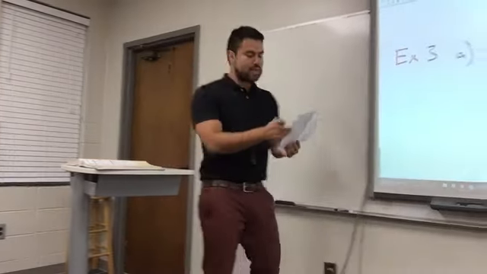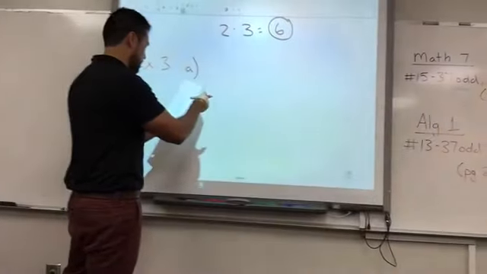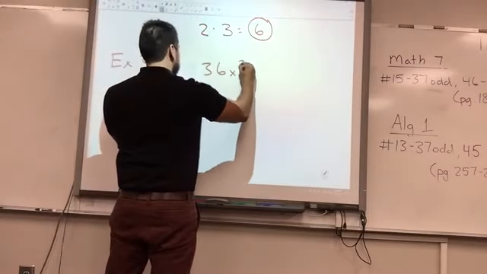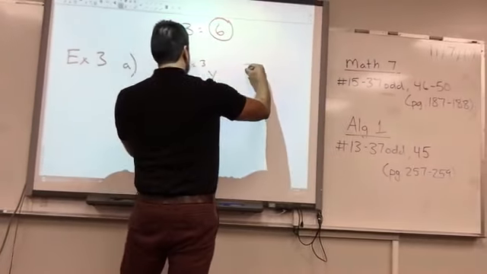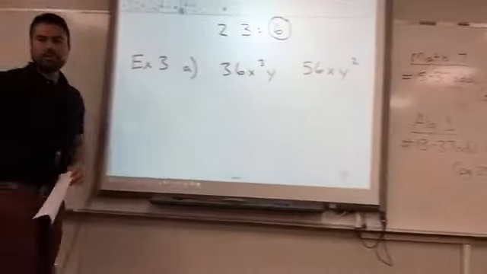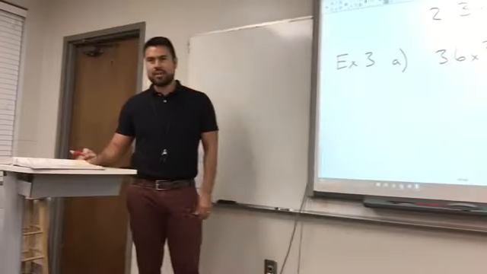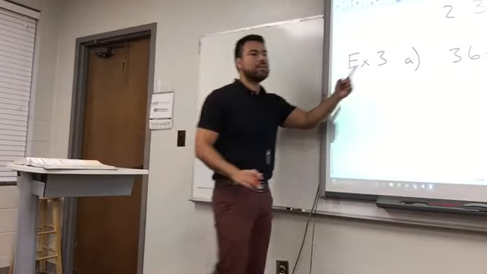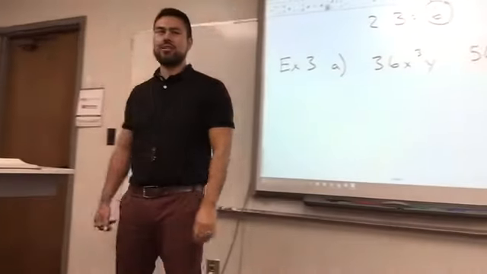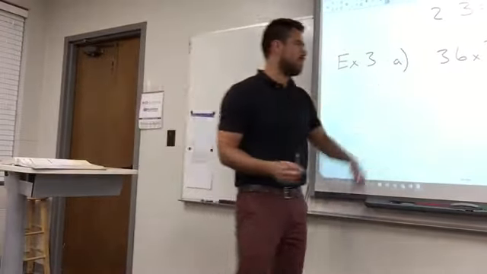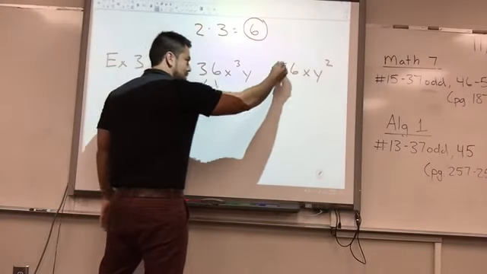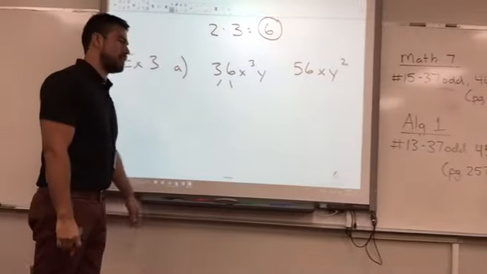Okay, so 36x cubed y and 56xy squared. Now you're getting into difficult territory because now you have variables. What do you think we have to do with these two expressions? Get the prime factors. You remember what you did last night? Do it for these two. Get the prime factorization of the numbers and then break down those variables. That's all you have to do.